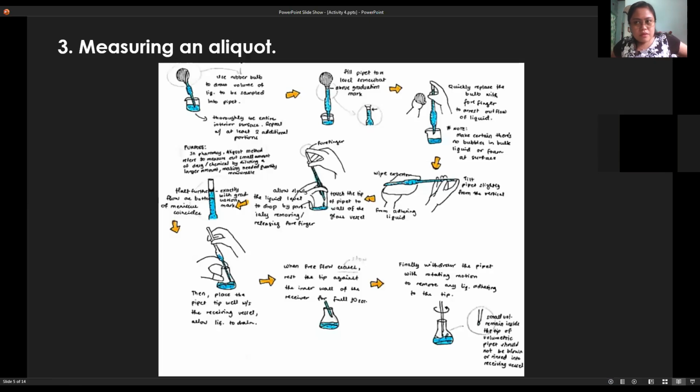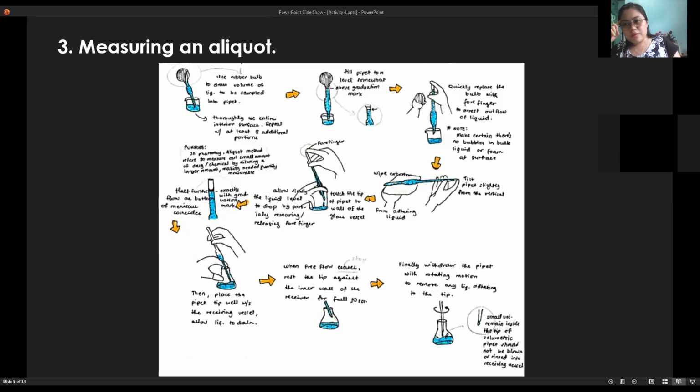So after the pipette is thoroughly cleaned, carefully fill the pipette to a level somewhat above the graduation mark. Then quickly replace the bulb with a forefinger to arrest the outflow of the liquid. Note, make certain that there is no bubble in the bulk liquid or formed on the surface. Then tilt the pipette slightly from the vertical and wipe the exterior free of adhering liquid.